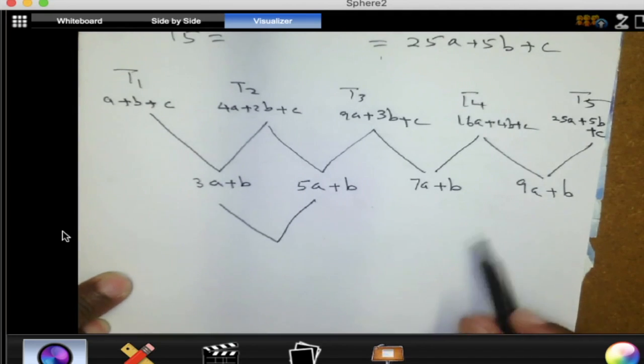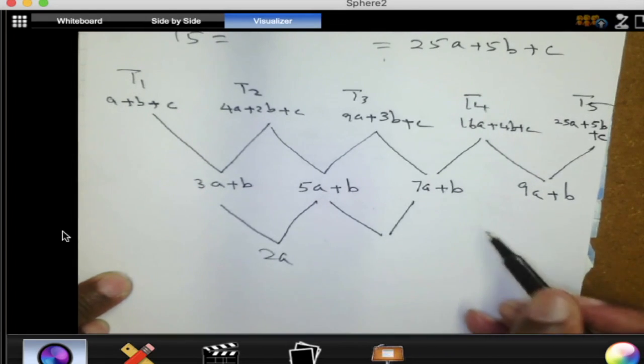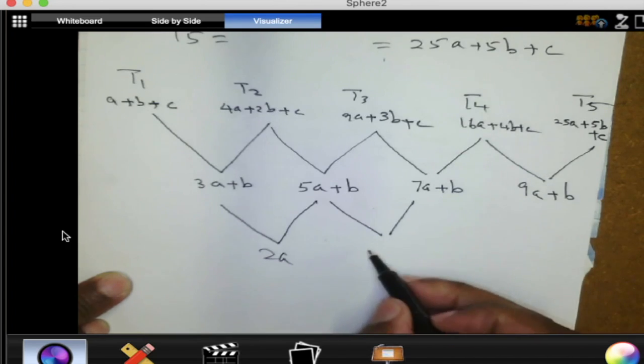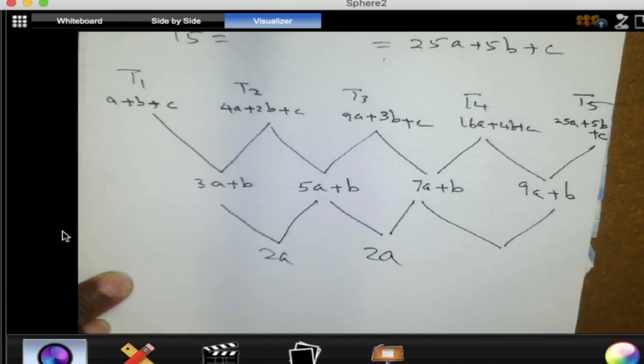What is 5A plus B? Subtract 3A plus B. You get 2A. And what is 7A plus B? Subtract 5A plus B. Again, you get 2A. And what is 9A plus B? Subtract that one, so you get 2A, right? Okay.